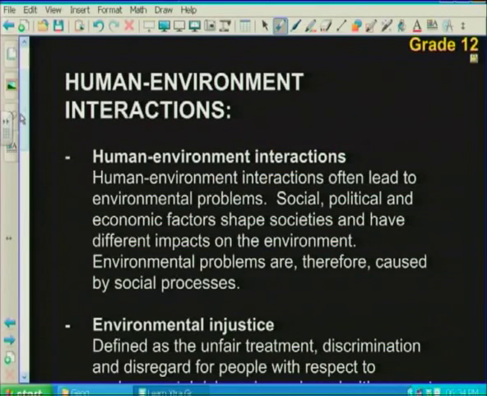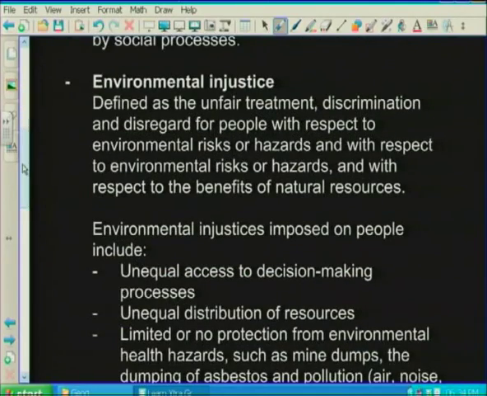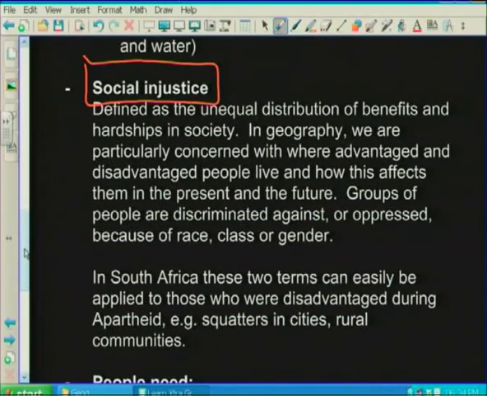Now we're going to move on to a new section, which is the human-environment interactions. And you'll see there from your notes that we're talking about the environmental problems or the social sorts of problems, political and economic issues that we're dealing with in this section. Big concepts that you need to be familiar with, like environmental injustice and social injustice, poverty, environmental risks, hazards, social ills, crime, all of those are big issues here that we need to be familiar with if we want to master this section of the exam or this section of the syllabus.